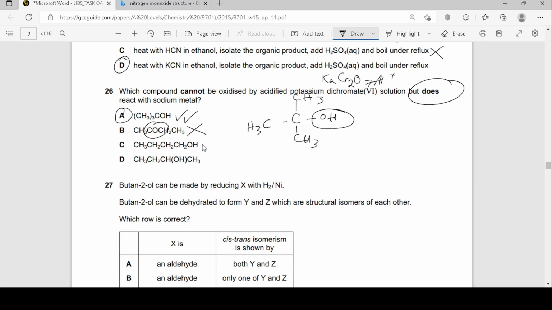And then you have this one, which reacts with sodium metal, but it's not a tertiary alcohol, it's a primary alcohol, so it is wrong as well. Then you have this one, which is secondary. If you just make it like this, this carbon is attached to 2 carbon atoms directly, right? So that means it's a secondary alcohol, which means it can be oxidized further into a ketone, and it does react with sodium metal, so it can be oxidized, which means it's not the answer. So your answer is A.